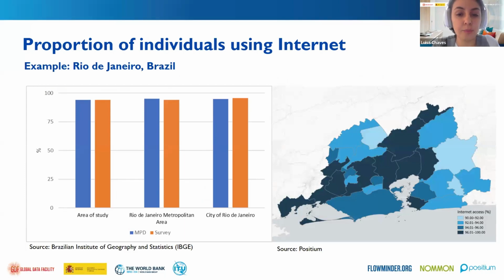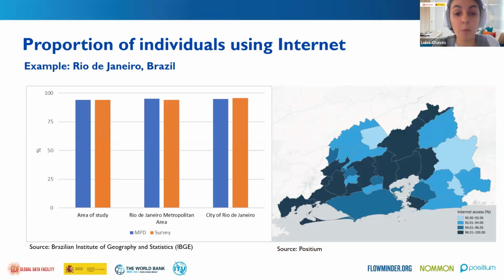Let's look at an example, the proportion of individuals using the internet in Rio de Janeiro, Brazil. This project compared MPD data with a household survey. And the comparison between the MPD data study and the household survey at the aggregate levels showed remarkable similarities, with a difference of only 1% in the metropolitan region of Rio de Janeiro. This means that the operator customer base is broad and representative enough to reflect the population's mobile use patterns.